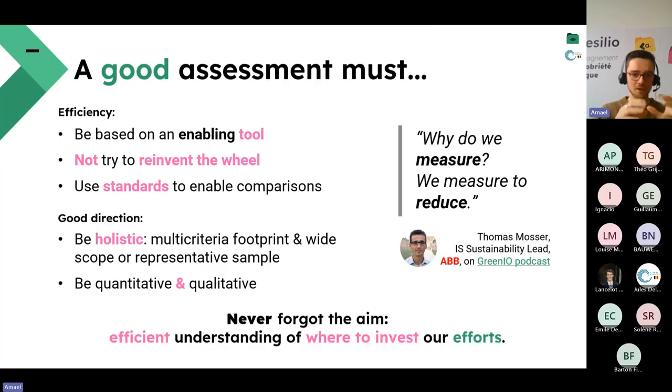All the way through, and that will go through all my slides, the one point is to never forget why we are here. We need an efficient understanding of where to invest our limited power, energy, and efforts. So we really need to have this in mind through any assessment, methodological consideration, or project.